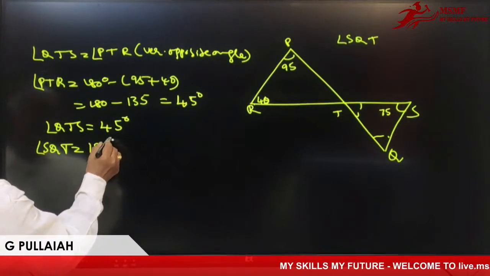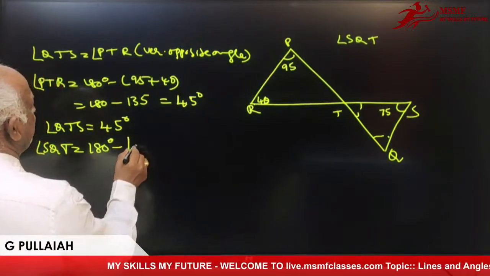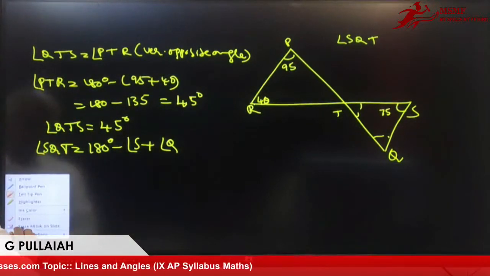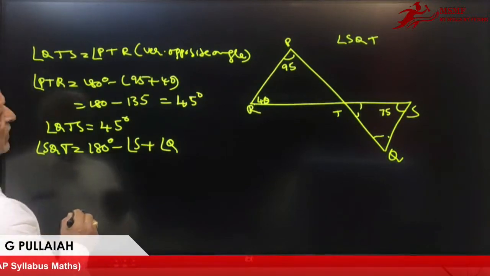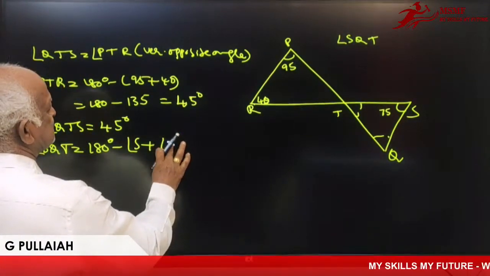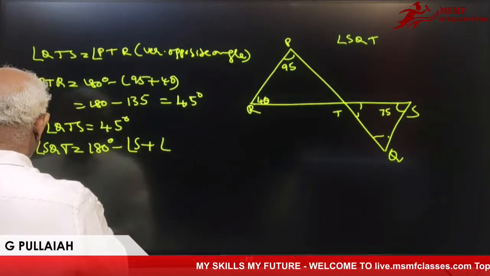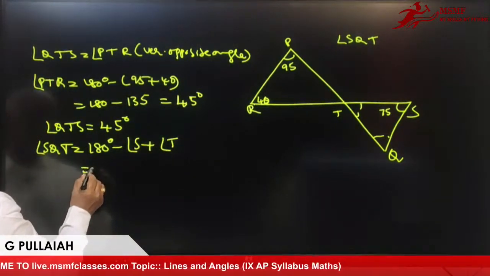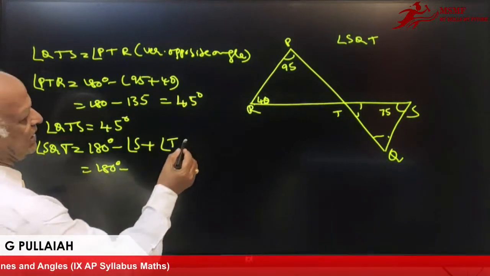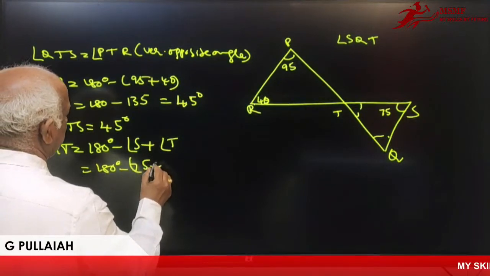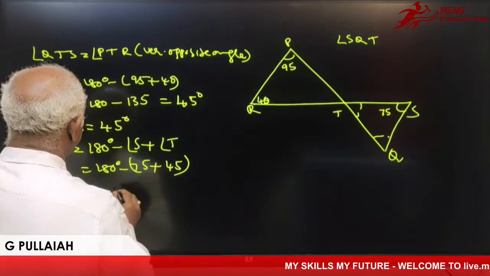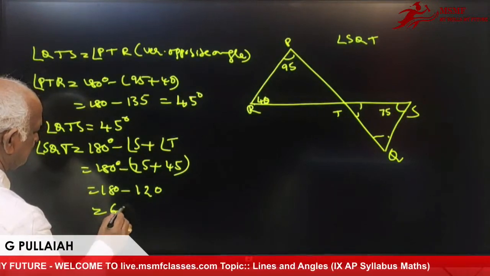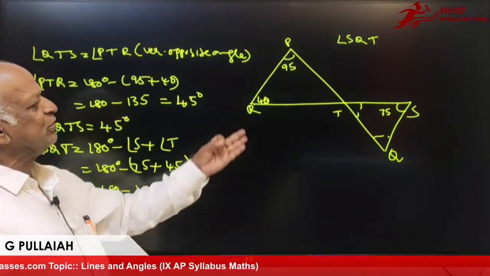So thereby you can say angle TQS, or SQT, is nothing but 180 degrees minus the sum of angle S plus angle T. Angle S is 75 plus angle T is 45. 180 minus 120, so angle SQT is 60 degrees.